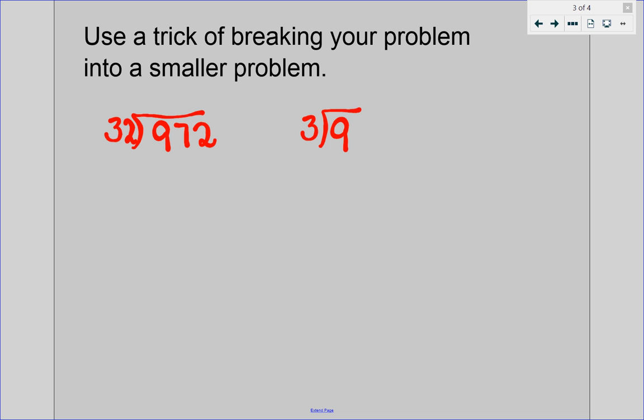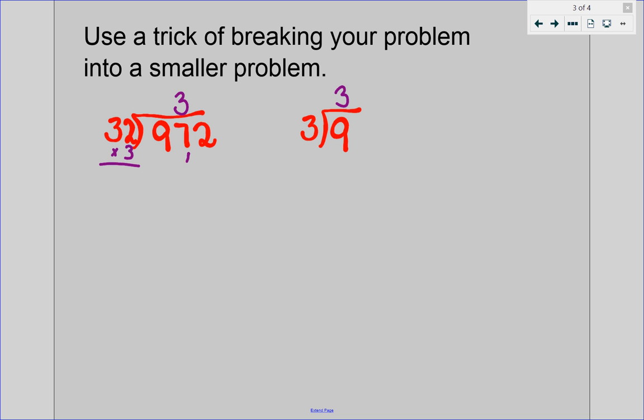Now, let's look over here. Use the trick of breaking your problem into a smaller problem. So instead of doing how many 32s can I get out of 97, I'm just going to start with the first digit, 3 and 9. How many 3s can I get out of 9? Well, I know I can get 3 out of there, so I'm going to try 3 right up above here.